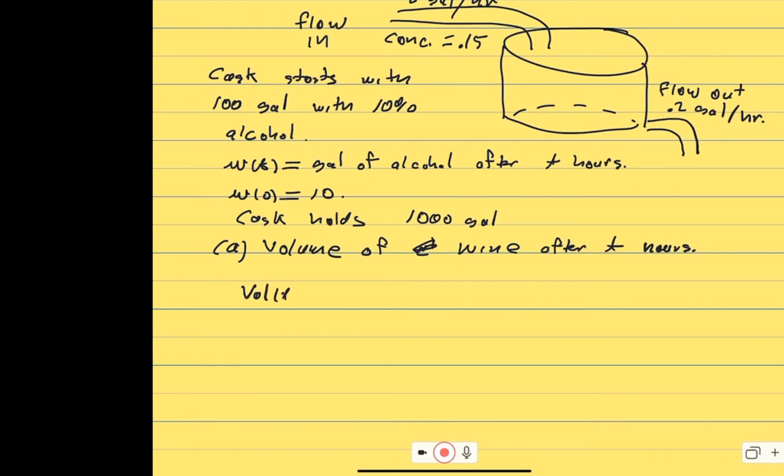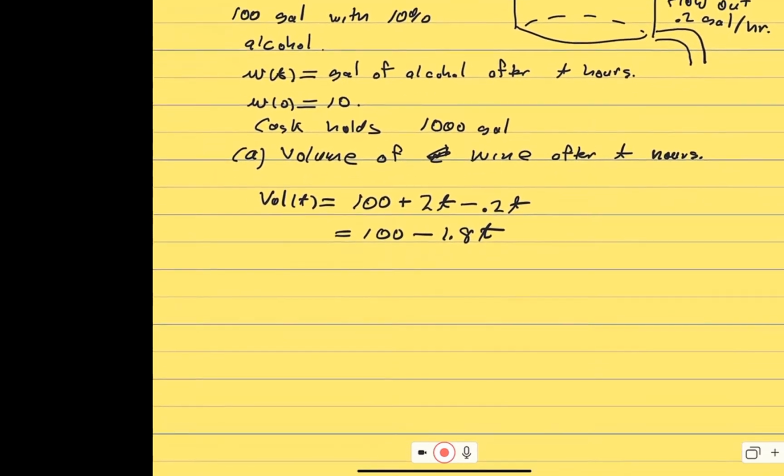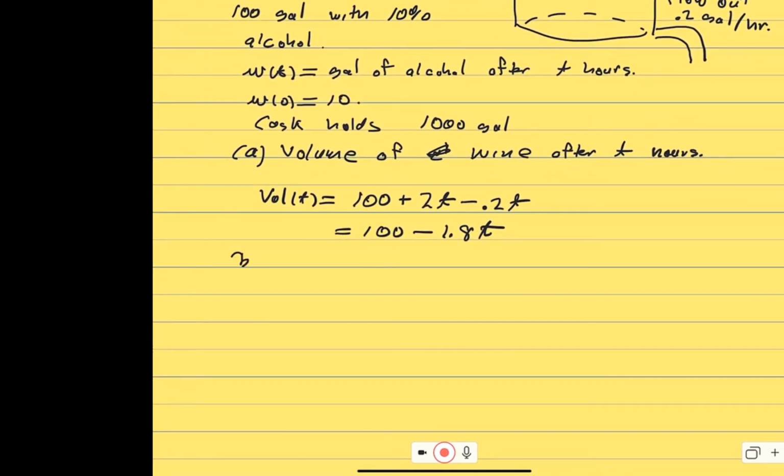Volume of T is going to be, we start with 100. The inflow is 2 gallons per hour, so that's going to be 2 times T. And then we're subtracting out 2/10 of a gallon from the outflow. So that gives us 100 minus 1.8 T. Okay.